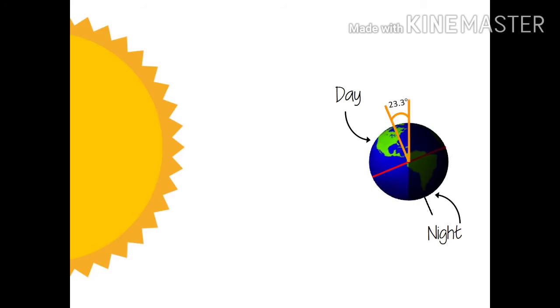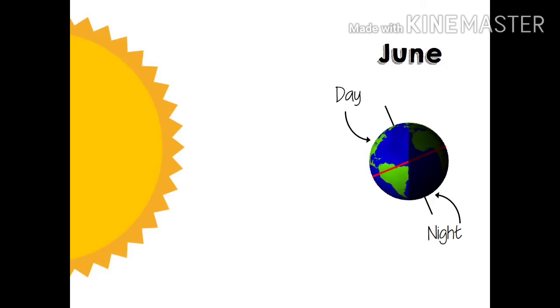It is tilted at an angle of 23.3 degrees. Because of this, the northern hemisphere is pointed towards the Sun at this time of year. In this picture, it's June. What do you notice about the amount of light compared to the amount of darkness now in the northern hemisphere?